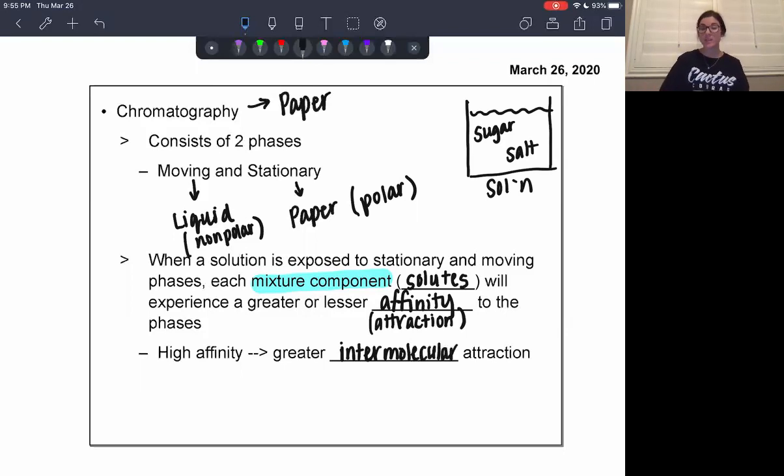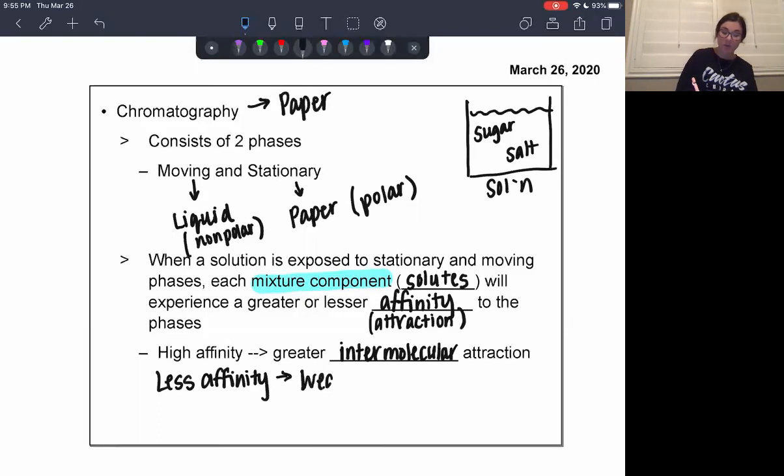So let's say sugar is experiencing a weak or lesser affinity. That means that it's going to have lesser intermolecular attractions. So higher affinity means greater attractions, lesser affinity means weaker intermolecular attractions. And we're going to be able to observe this with the movement of these components across the paper. So on the next slide, I'm going to show you what I mean by this.